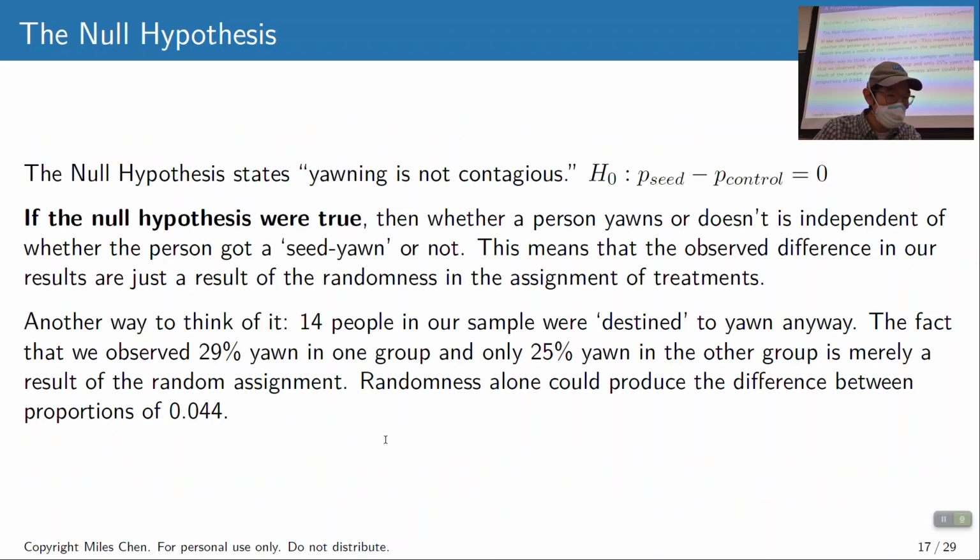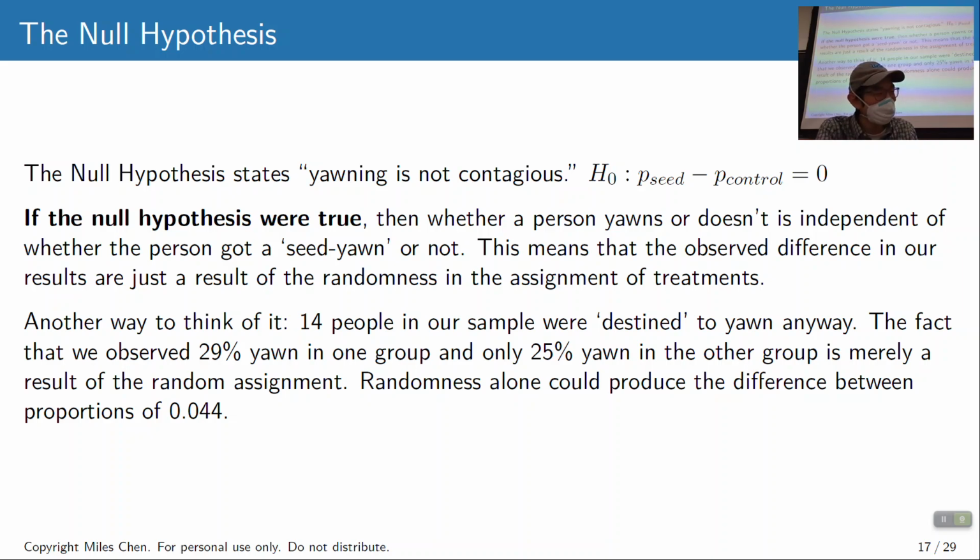The setup here? Okay, so what we want to do is say, well, what sampling distribution do we have if the null hypothesis were true? And again, our samples aren't big enough for us to use the central limit theorem. So the way we're going to do this is let's think about this for a moment. If the null hypothesis were true, whether a person yawns or not has nothing to do with whether they saw the seed yawn or they didn't, right? They're just going to yawn. Some people are going to yawn and some people aren't going to yawn.